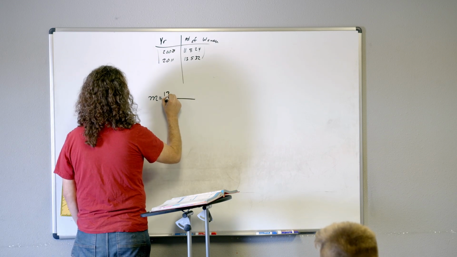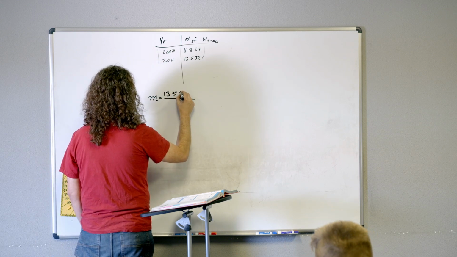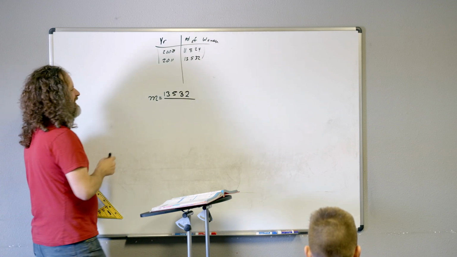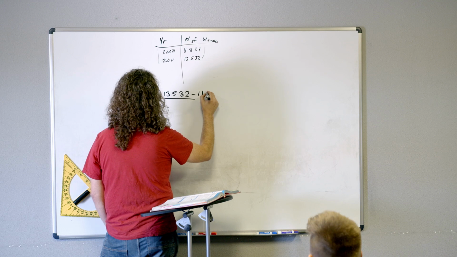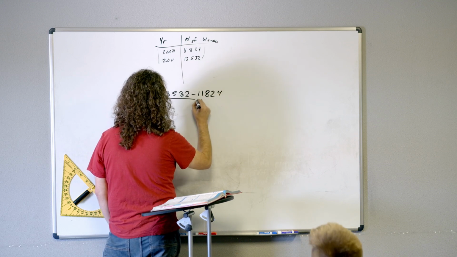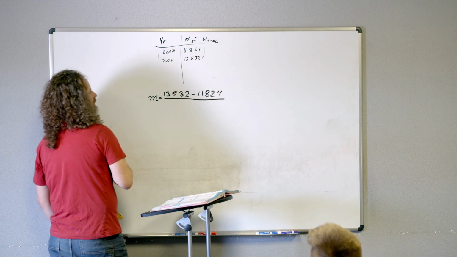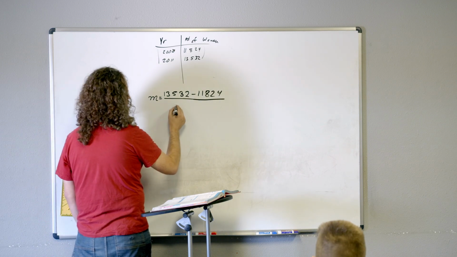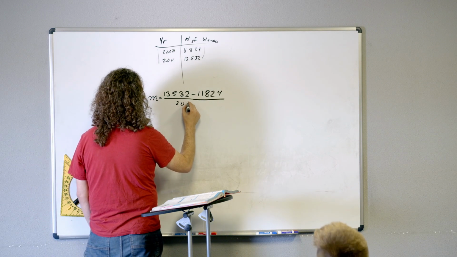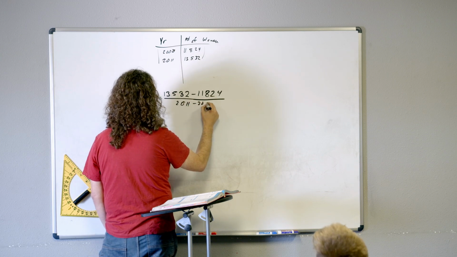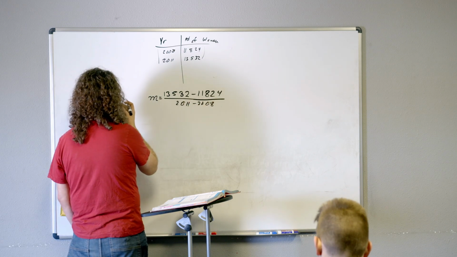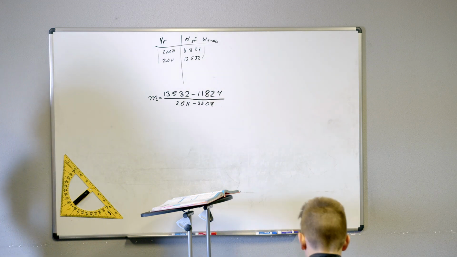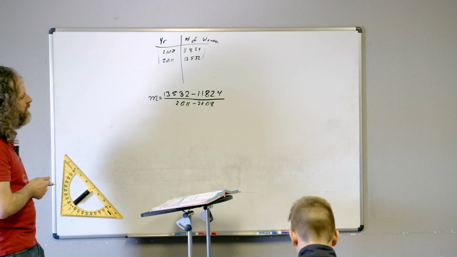You said which one goes on the top? I probably did, but I was starting to get a little bit discouraged and I wasn't listening and speaking well. I don't know why we're making some things more complicated than they should be. What's going to go on the bottom? 2011 divided by 2008, other way around, sorry. 2011 minus 2008. What's 13,532 minus 11,824?